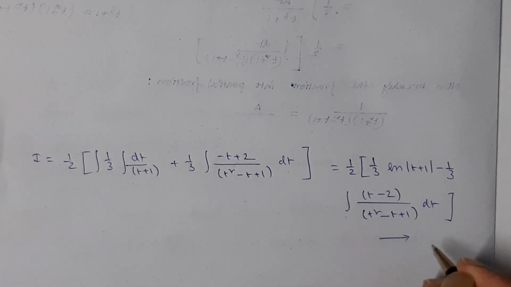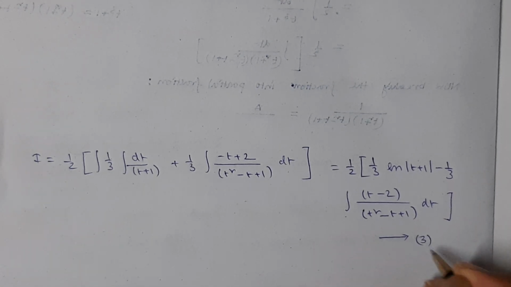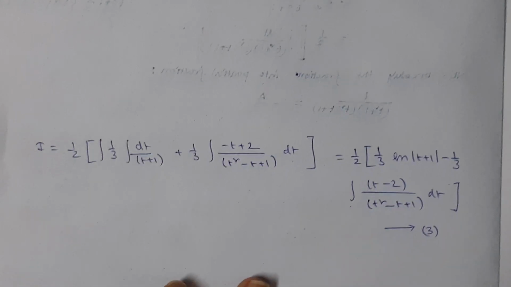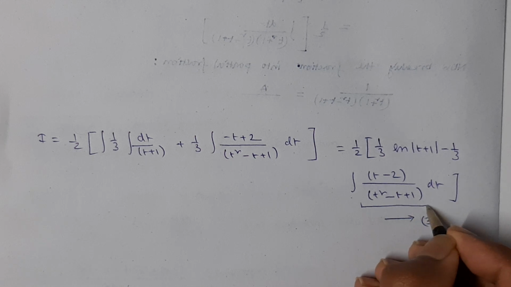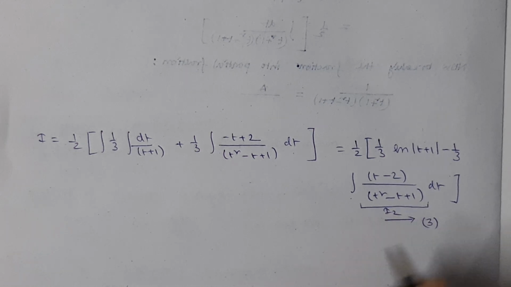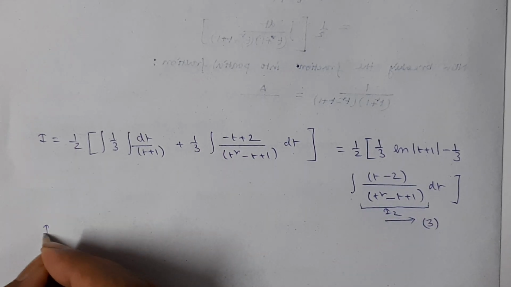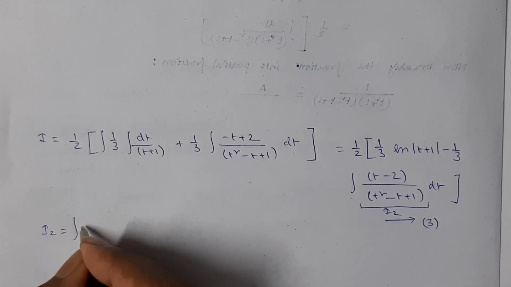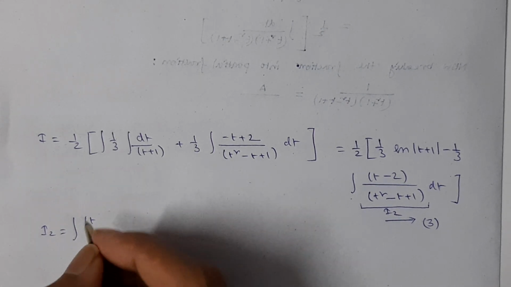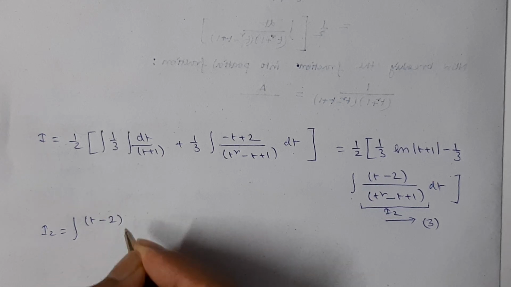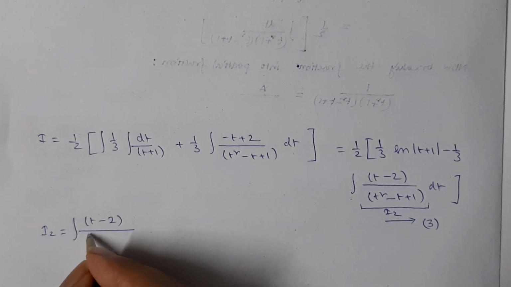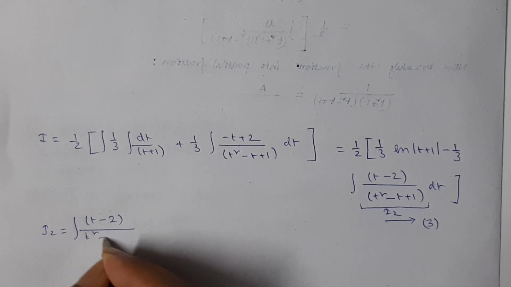So we give this integration the name equation number 3. Okay, now we think that it is our integration I2. We say this I2 is equal to, for making the calculation easy, we actually break it down into several integrations. Okay, that makes our calculation easy.